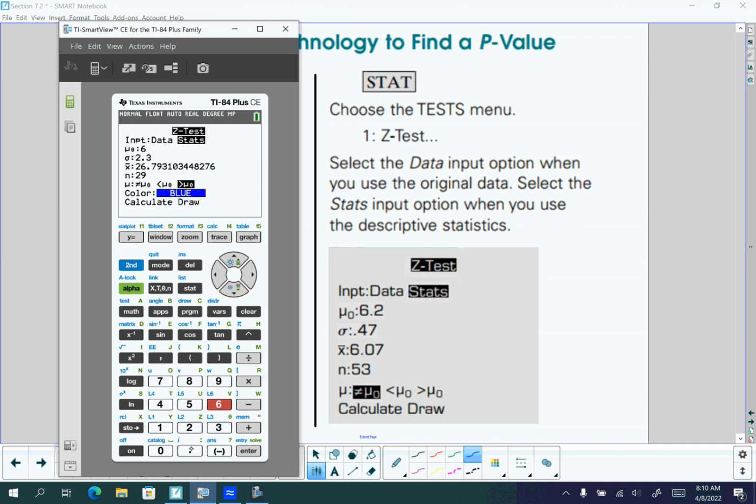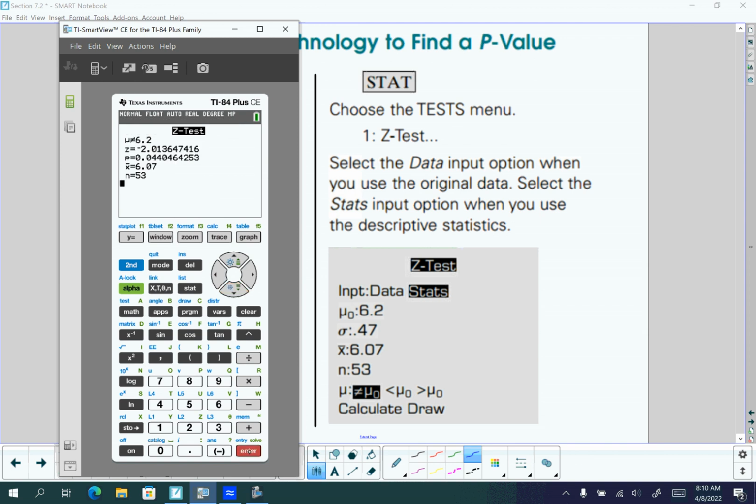So the null is 6.2. The standard deviation, it's a little hard to see up here, is 0.47. There's a decimal there, 0.47. X bar is 6.07. N is 53. And then it's a two-tailed test. And the color is unimportant. Okay. Then you can hit calculate once you have all of those options.